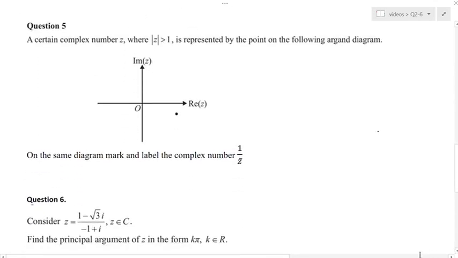Okay, so we are given z here and I say that mod z is greater than 1. It's really important. We'll see why this restriction is placed here. So it's represented by the point on the following Argand diagram. So this is our z, and we need to mark and label on the same diagram the complex number 1 upon z bar. So we'll go step by step.